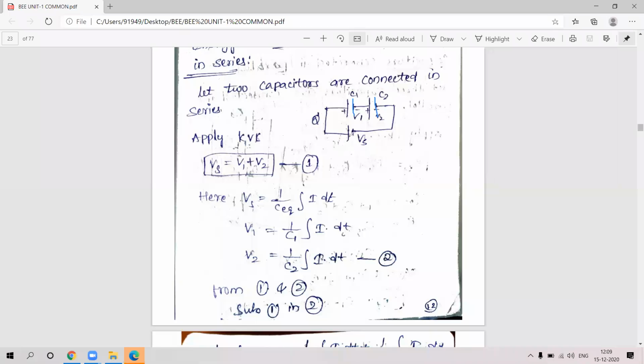I am connecting a voltage source, this is positive and negative. Vs is connected. I have considered two capacitors connected in series. Connected in series means end to end connection.